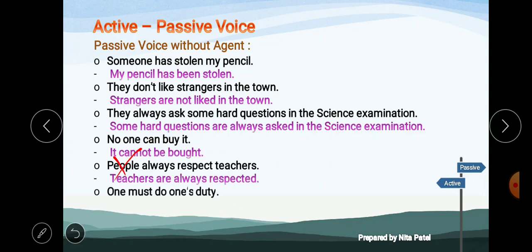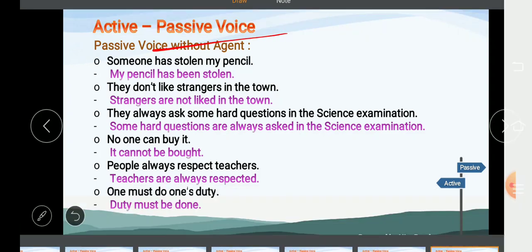One must do one's duty. We don't require this one. So what is our object? Duty. So the answer could be: duty must be done. We don't need these ones also. Duty must be done. That's enough, right? So this is what passive without agent is.